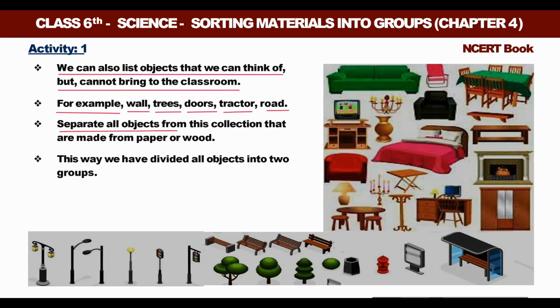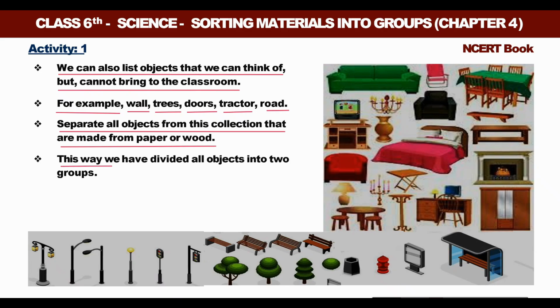Separate all objects from this collection that are made from paper or wood. हमें फिर देखना है कि हमारे घर में क्या क्या चीज़ें हैं, which are the objects made of paper. तो जो पेपर से बने उसको एक ग्रुप में डालो, जो वुड से बने उसे एक ग्रुप में डाल दें, जो मेटल से बने उसे अलग ग्रुप में डाल दें. So okay, this way we can see in my house which objects are paper made, which are wooden made, which are metal made.